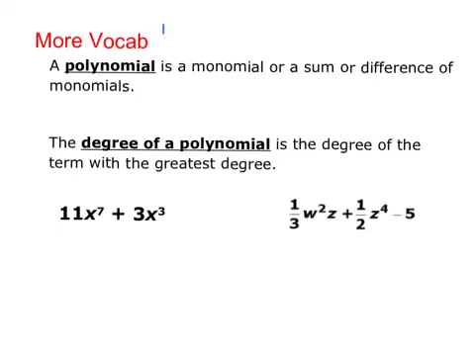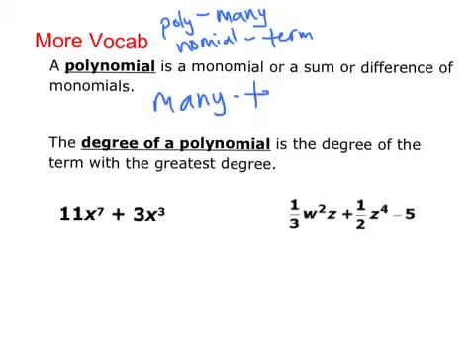Next we move on to what we call polynomials. Remember, we have the word poly, which means many, and again nomial is another word for terms. So polynomial means many terms. Basically it's a monomial, or the sum and differences of different monomials. So we're going to end up having multiple terms. As long as we have one or more terms, these are all considered polynomials.